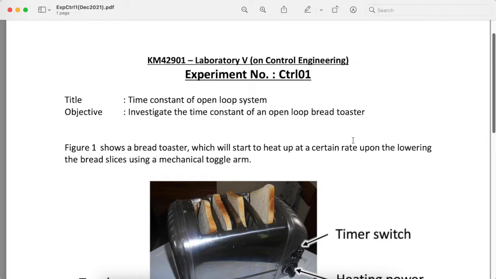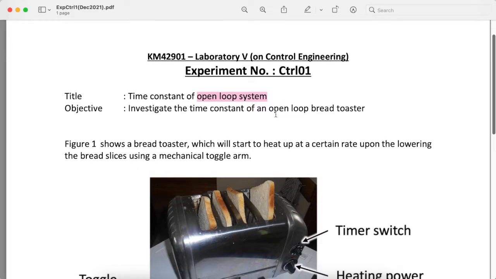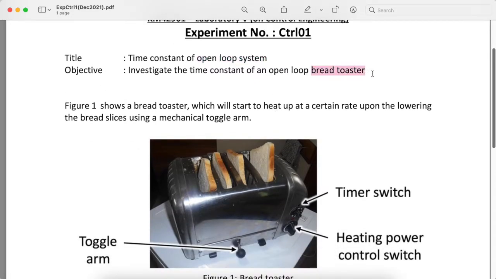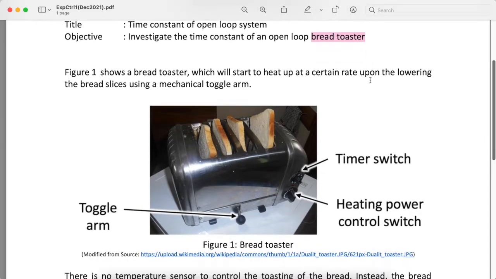So what this experiment is all about, the main purpose is to obtain the time constant for an open loop system, where the open loop system being presented over here is the bread toaster. So here is a typical bread toaster, which will start to heat up when you put your bread in and lower down this toggle arm. Once you lower it, the bread will go down and tell the filaments to turn on. So very classical turn on, turn off situation.